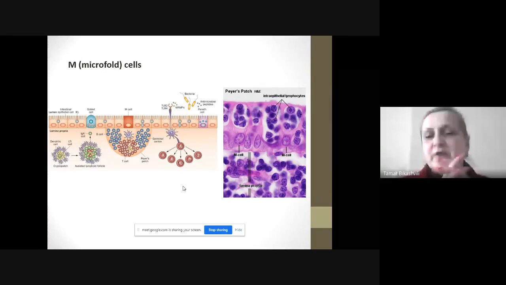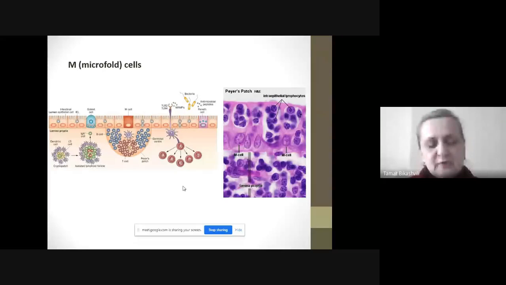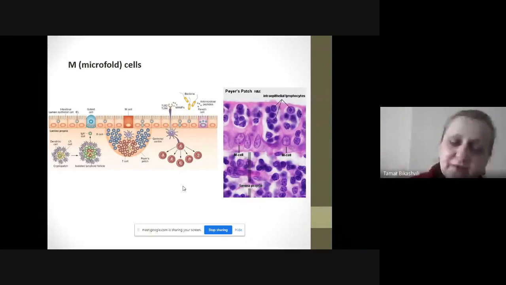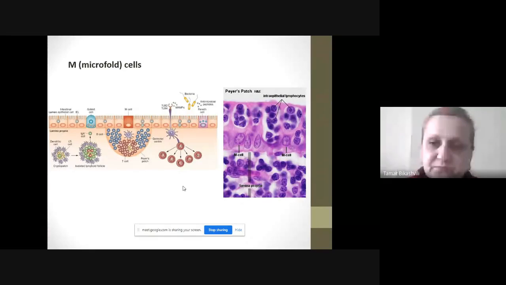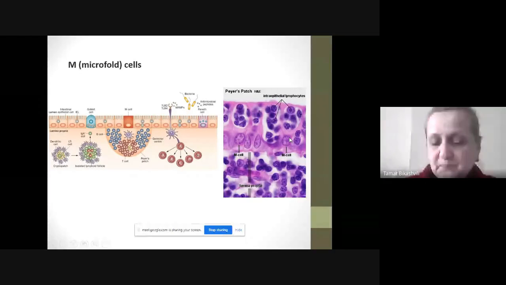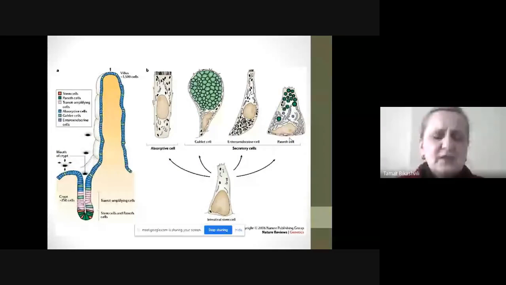So what are the M cells? They are large cells, and the basal membrane of these M cells forms pocket-like structures, and in these pockets the lymphocytes are located. So the M cells are specific cells of the Peyer's patches. And I showed all these different types of cells of the small intestine.